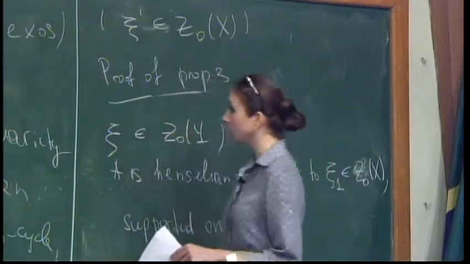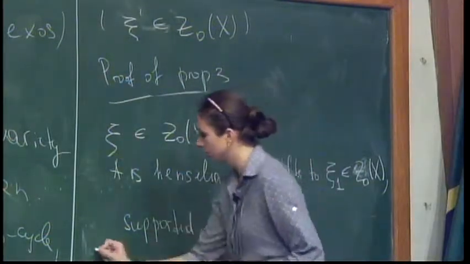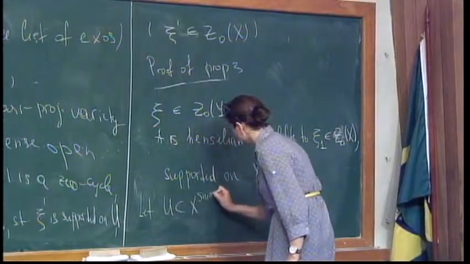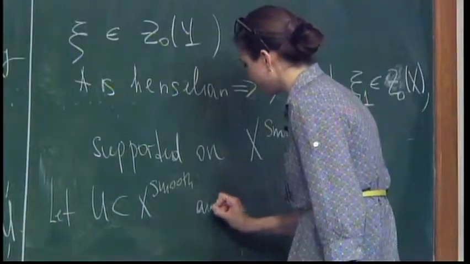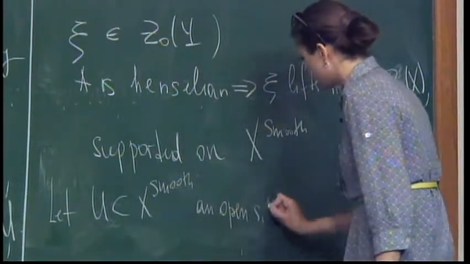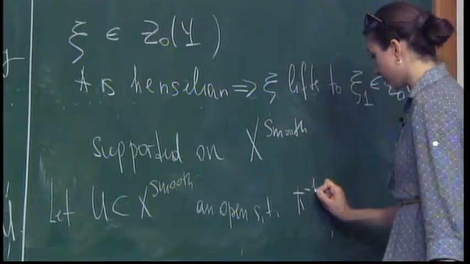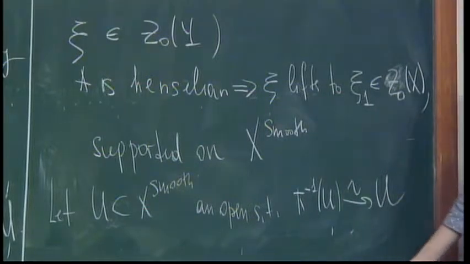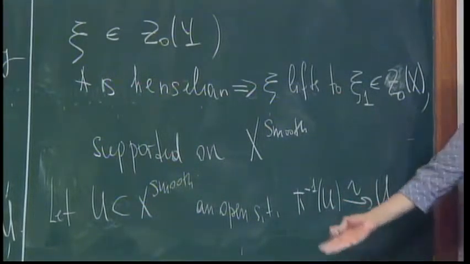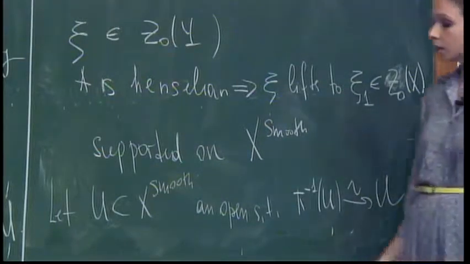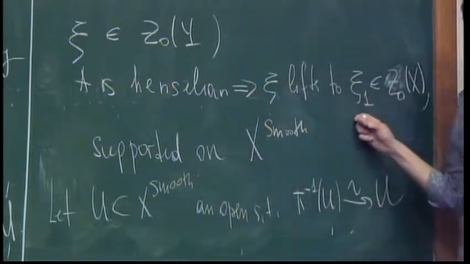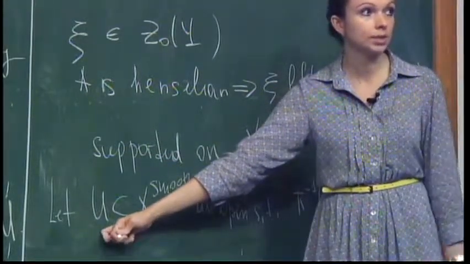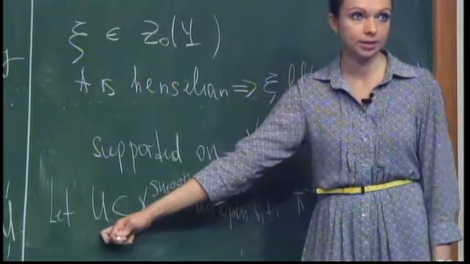Okay, and now we will use lemma 3. So let's just assume that U in X smooth is open, such that the resolution of singularities induces an isomorphism over U. This exists just by the definition of what pi is. And now this cycle xi1, by lemma 3, we can move it to U, because here we deal with smooth quasi-projective varieties. Okay?